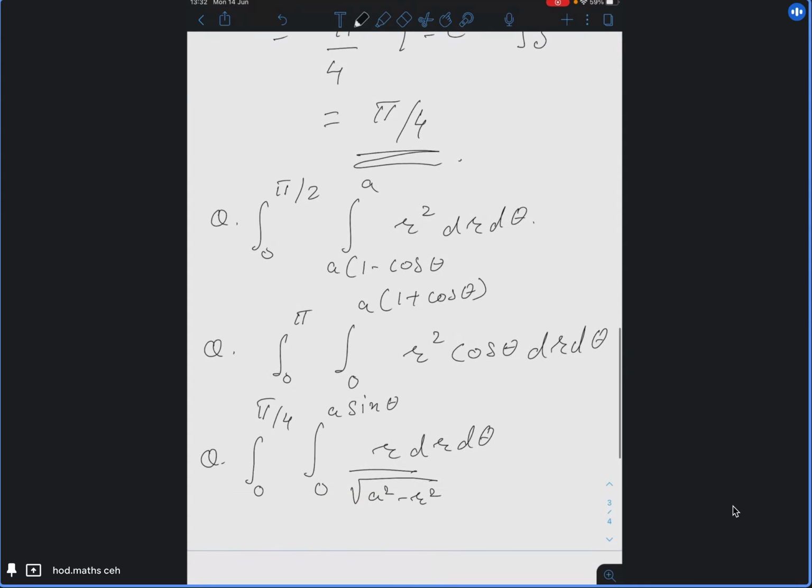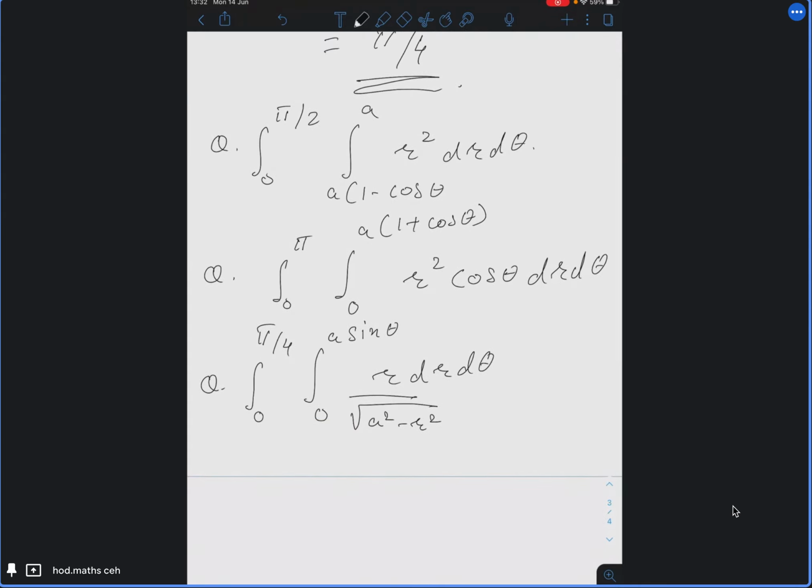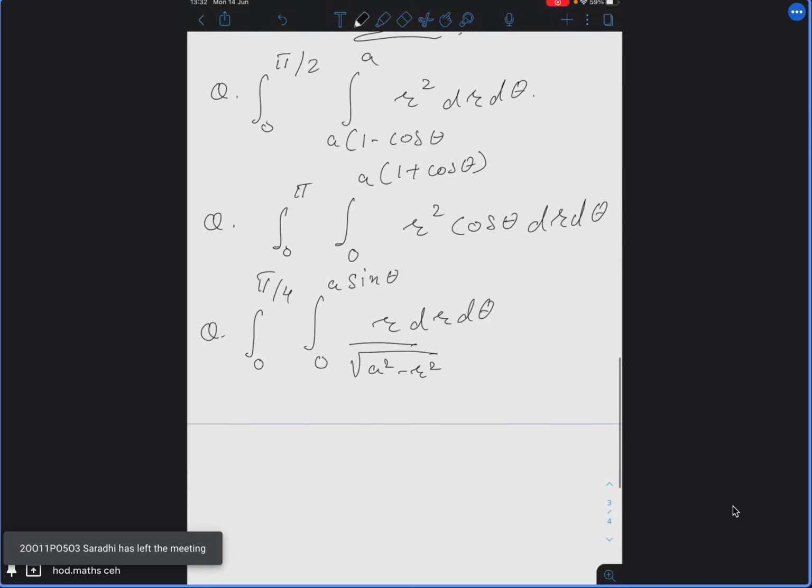So these were all direct questions, where the limits are all constants or maybe a function of the other variable, r in terms of theta. You can do it easily, same as what you have done in Cartesian coordinates also. But there you had some problems where the region of integration was mentioned, from which you have to find the limit. So the same you have to do here also.